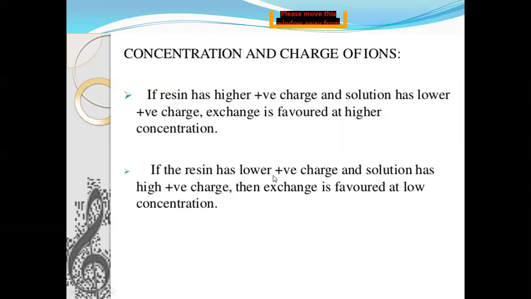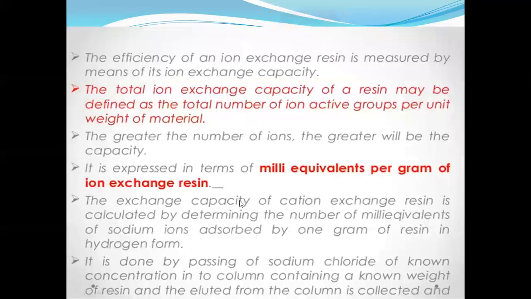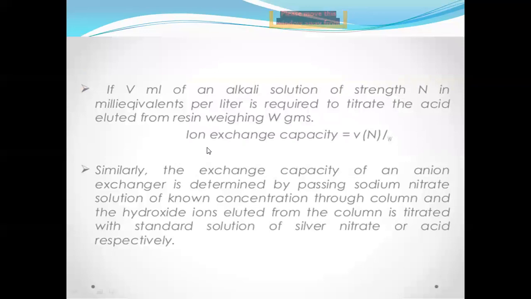If the resin has lower charge, meaning COOH, carboxylic resins, and the charge of the separated ion is more, like Al plus 3 or thorium plus 4, at that time exchange is favored at low concentration. Okay, so these are the influencing factors, and we already discussed this one.